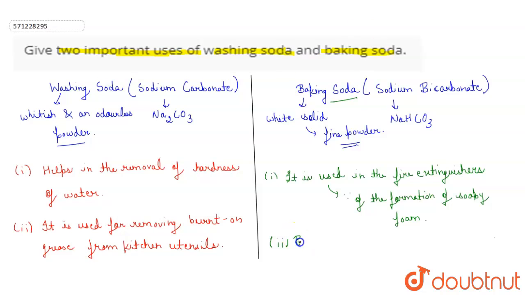And the second important use of baking soda is it is used in the process of washing as a water softener. So these are the important uses of washing soda and these are the important uses of baking soda.